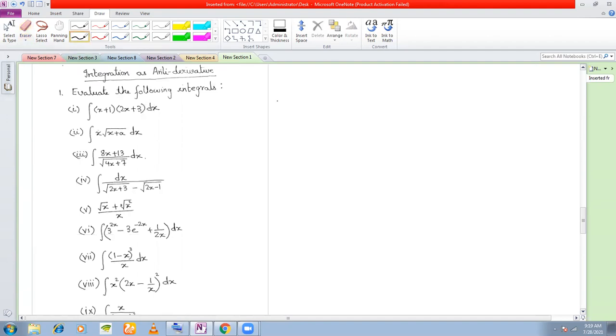Look at the first one. It is always a good practice to assume I as the integral. So the integral given here is x plus 1 into 2x plus 3. How do you integrate this? You multiply these two to get 2x squared plus 5x plus 3, right? Now once you multiply these two, you separate.